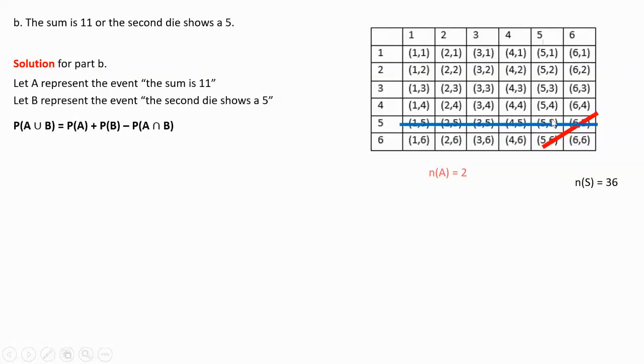Which is 1, 2, 3, 4, 5, 6. Where do they intersect? They intersect right here at the 6, 5, which will be 1. So let's put it back here to the formula. It's going to be 2 over 36 plus 6 over 36 minus 1 over 36, which gives us 7 over 36. So this is my solution for part B.